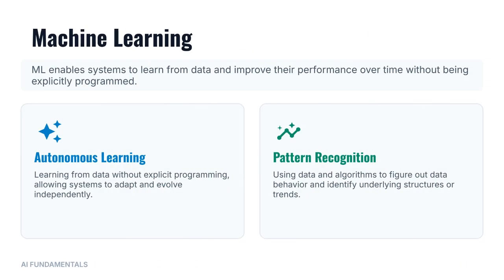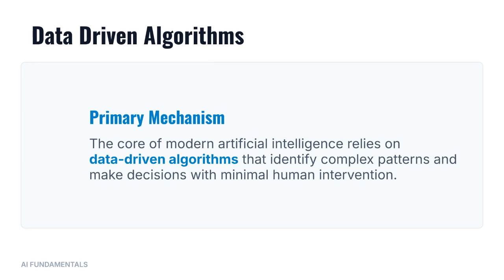Machine learning enables systems to learn autonomously from data and improve performance over time, without explicit programming. This involves autonomous learning and pattern recognition to identify structures and trends. Modern AI fundamentally relies on data-driven algorithms. These mechanisms identify complex patterns and make decisions with minimal human intervention, forming the core of contemporary artificial intelligence.